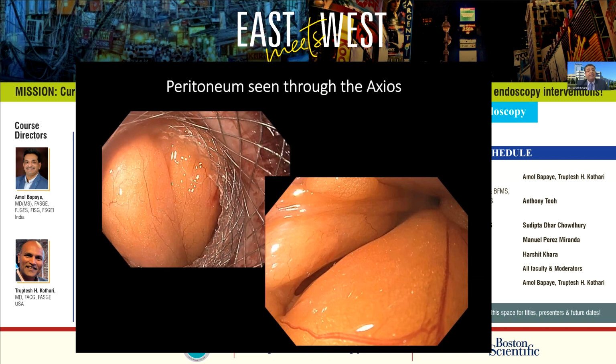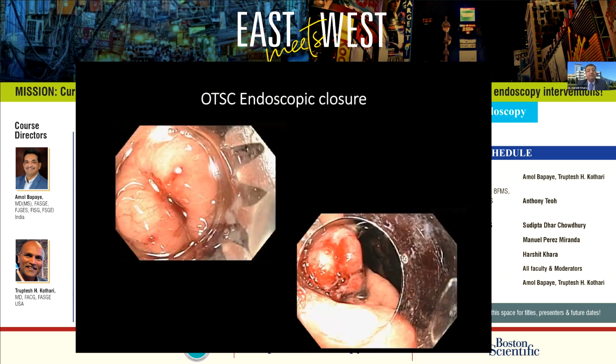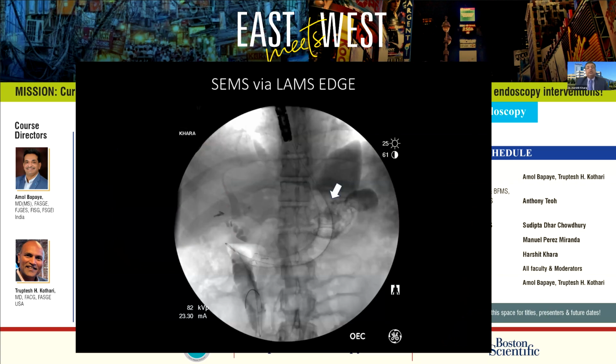But rather than panicking or the patient needing an emergent surgery, these are things that we can salvage now, either by closing the perforation with an over-the-scope clip or using endoscopic suturing devices, or as Anthony also showed, placing a stent-in-stent technique.